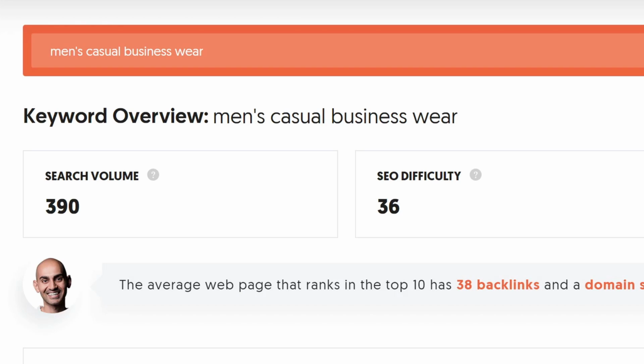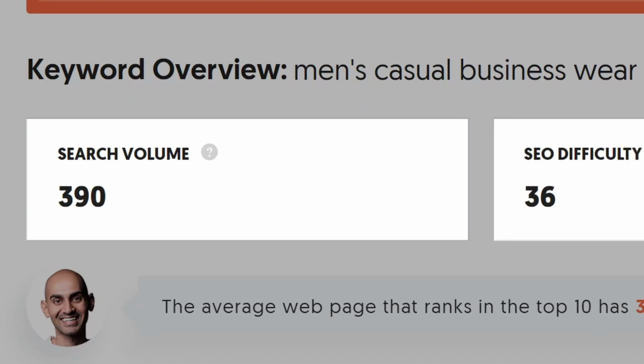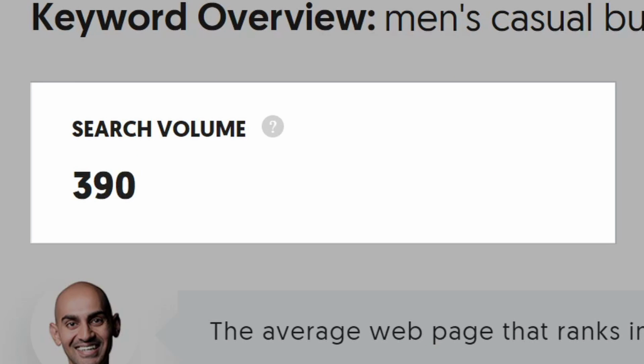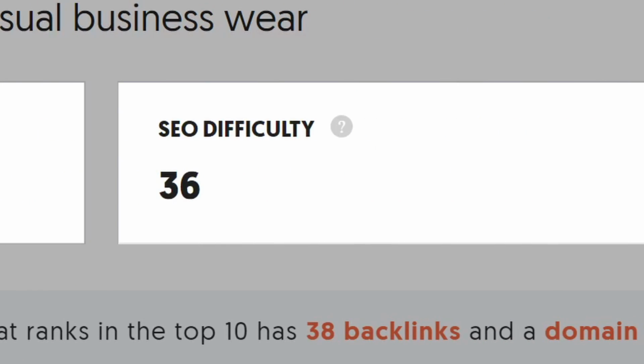So to keep things simple, we're going to focus on the 2 values that matter the most when you're starting out, and that's search volume and SEO difficulty. If we look at search volume, it shows that there are 390 online searches per month for men's casual business wear. For SEO difficulty, it has a score of 36 out of 100. And on Ubersuggest, this means that you have a decent chance of ranking in a Google search for men's casual business wear.